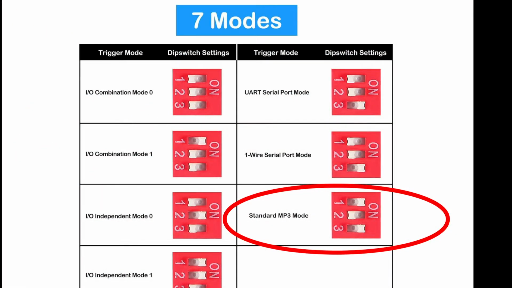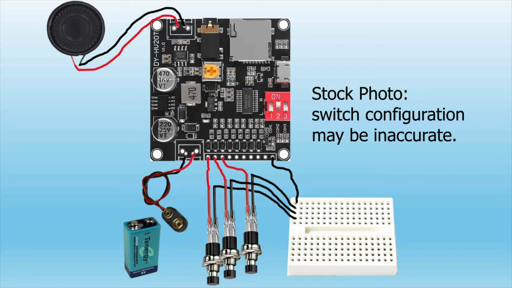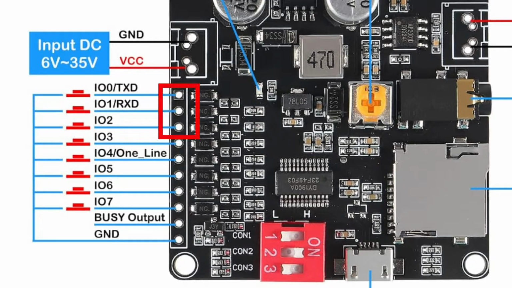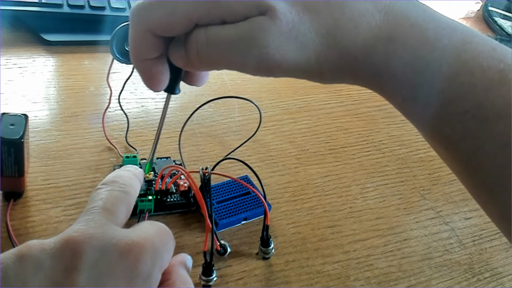And with that said, our first setup is going to be standard MP3 mode with switches 1 and 3 on and 2 off. Here's a wiring diagram with a stock photo of the MP3 board. I have 3 buttons. They're connected to IO 0, 1, and 2, and a common ground. I'm going to turn the volume down a little bit because it's too loud.